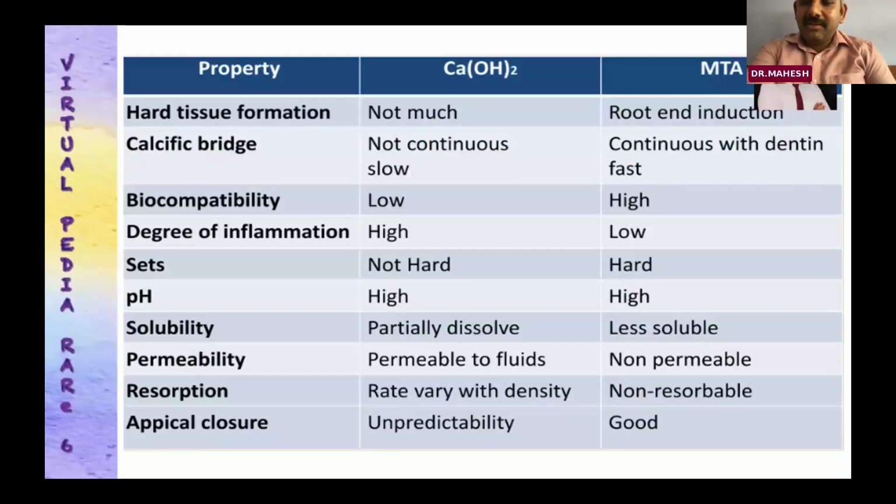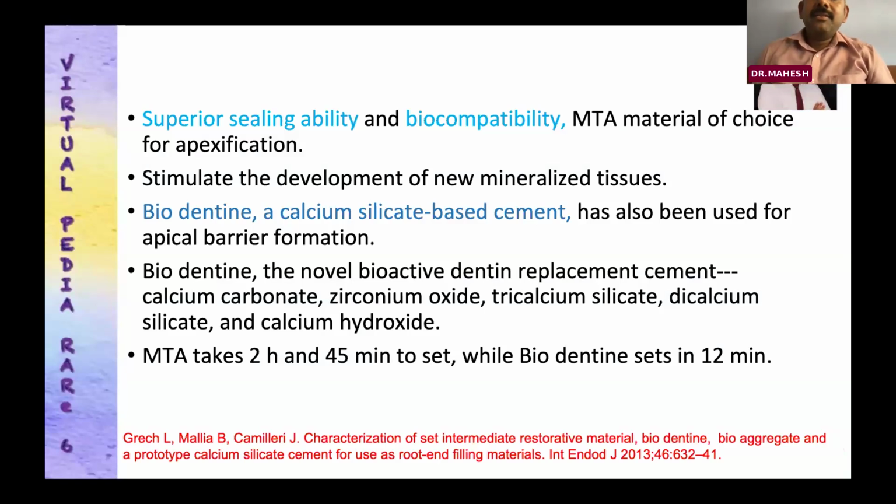The MTA is very less soluble. It is non-permeable and it is a non-resorbable material. And the apical closure in an MTA is more good and reliable rather than calcium hydroxide, which is more unpredictable. So the advantage of MTA is it is a very superior material and a biocompatible material, and it is currently the favorable choice for any apexification procedures. So it is to stimulate the development of new mineralized tissue.